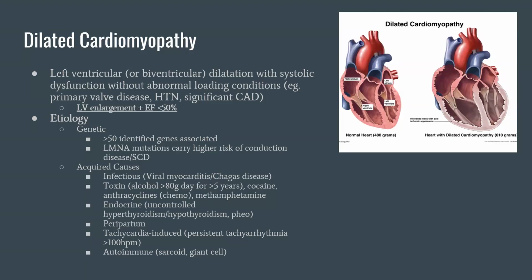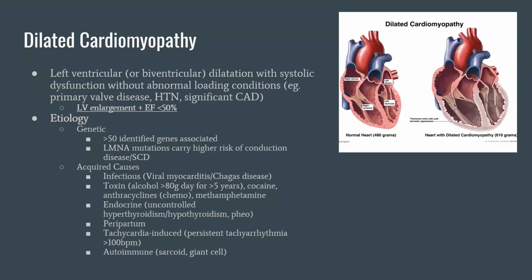So viral myocarditis can cause dilated cardiomyopathy. Chagas disease. Do you guys remember what that is? The parasitic infection in South America can cause a dilated cardiomyopathy. There is toxin induced. So alcoholics can get a dilated cardiomyopathy, cocaine use, some chemotherapies, specifically anthracyclines, methamphetamine.